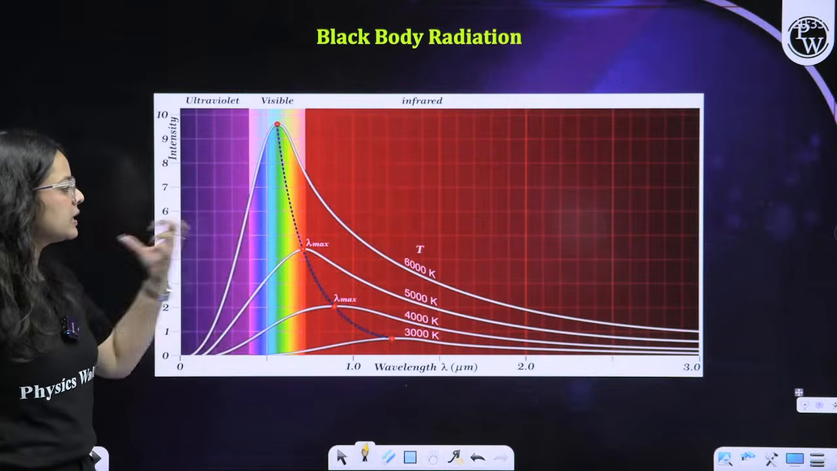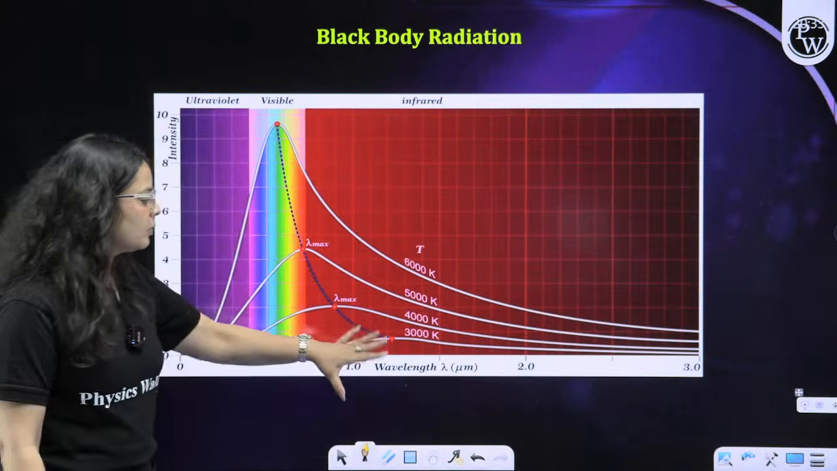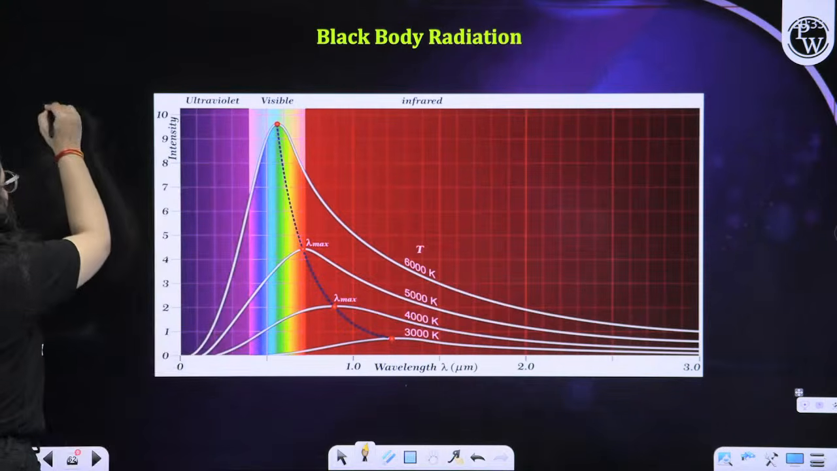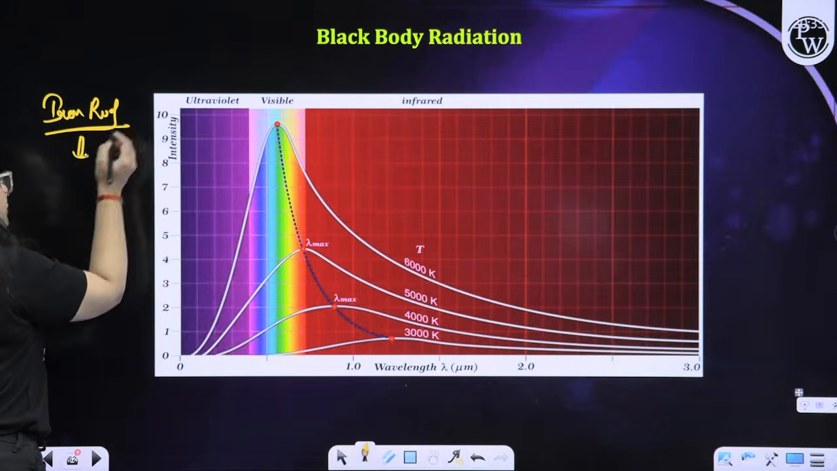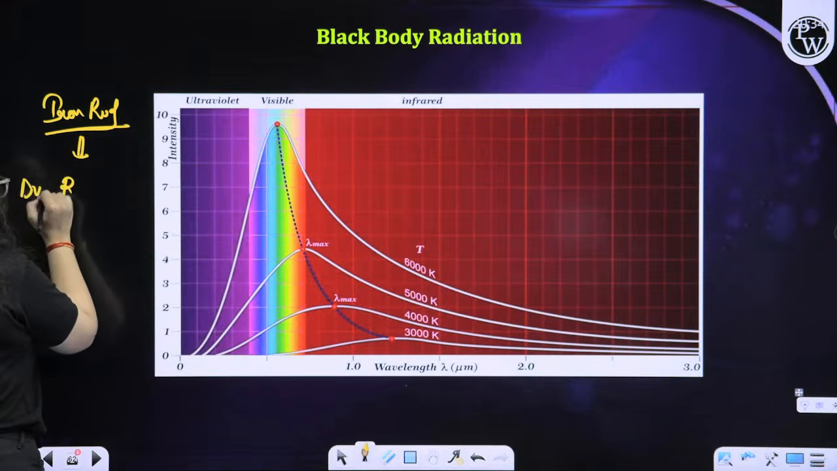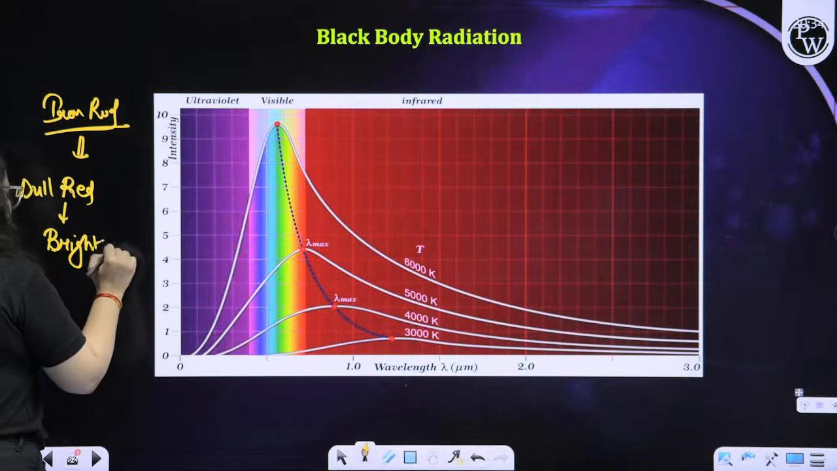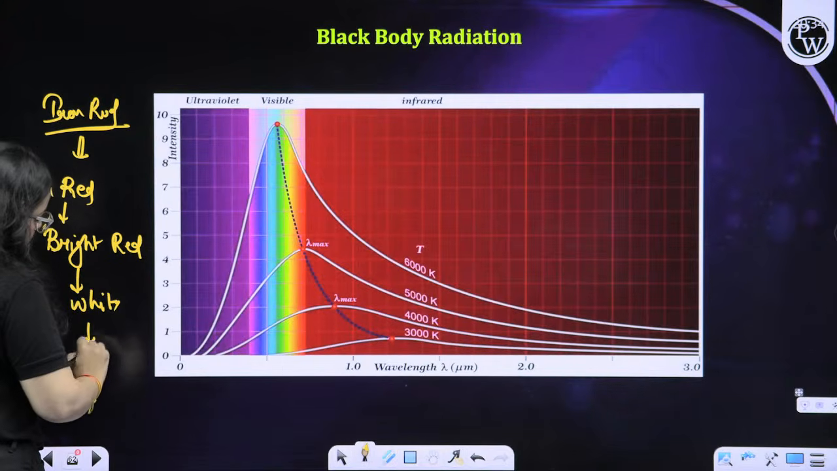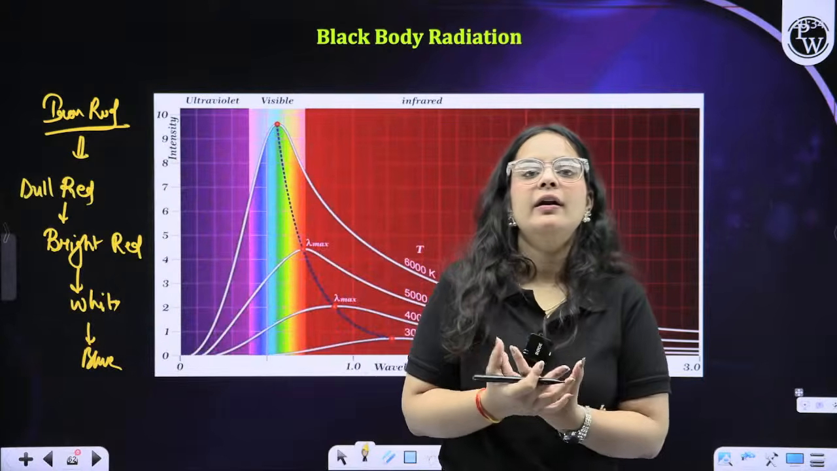So this is the graph of black body radiation. Now, what is the meaning of this? Beta, over here we have the intensity versus wavelength graph. If an iron rod is heated, it will first change its color from dull red to bright red, to white, to blue. This is how different color changes occur when we are heating an iron rod.